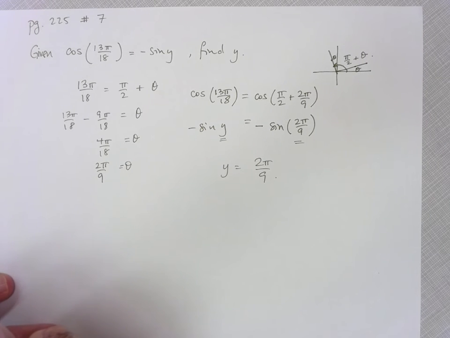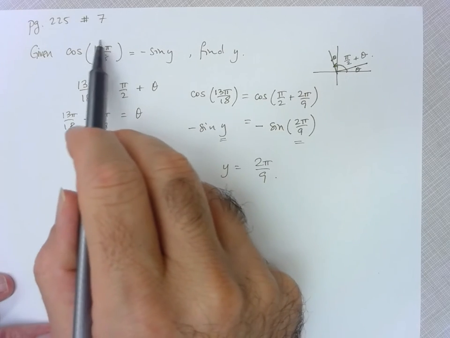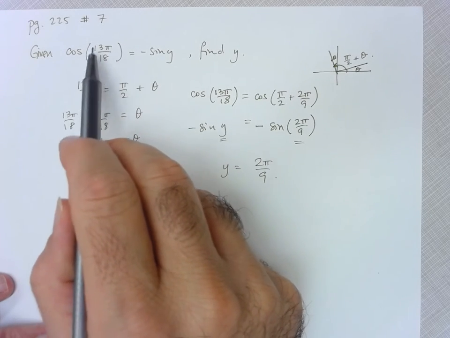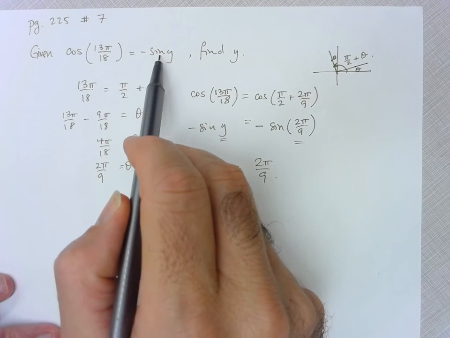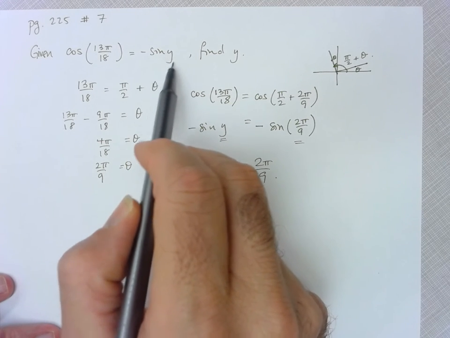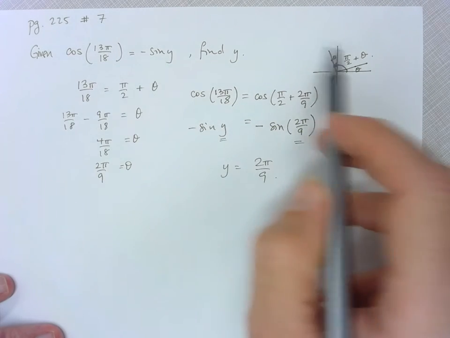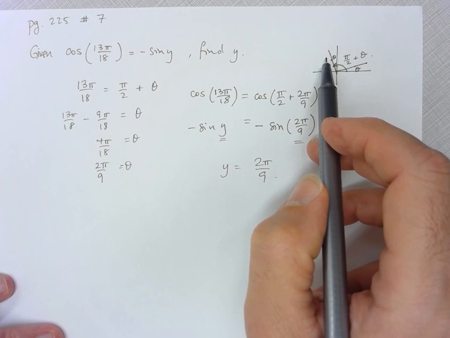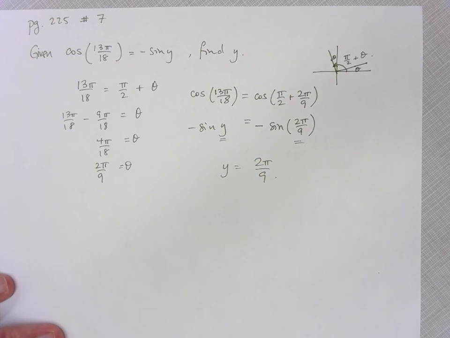Just a quick recap. In these questions, they do give you the hint on what to do. But the idea here is to realize that this was an angle in the second quadrant whose cosine value was the negative of a sine value of some other function. That's why we wanted to write this angle as pi over 2 plus an angle, so that we can then use our cofunction identity. That's it for this one.